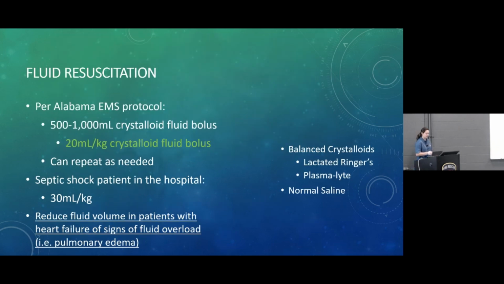So for fluid resuscitation, based on the EMS protocol, I found 500 cc's to a liter of fluid was initially what you should start with. You can repeat that as needed. Anything that's in this green color is going to be pediatric dosing. So for PEDS patients, 20 cc's per kilogram for your fluid bolus.